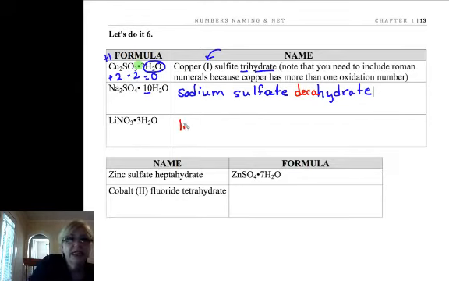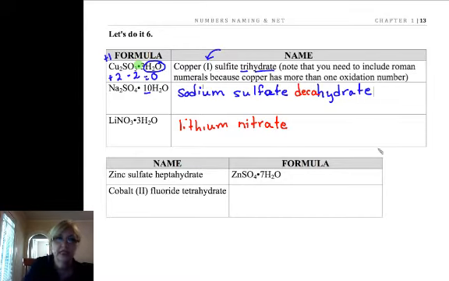The next one is lithium nitrate. If you don't know your polyatomics, it's going to be challenging by the end of this unit. You will have a quiz on polyatomics. Check your calendar. There are 3 waters, so I put tri for 3 and indicate the bound waters with the word hydrate.